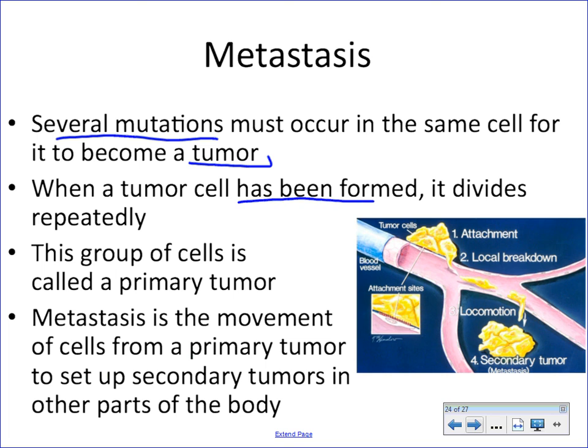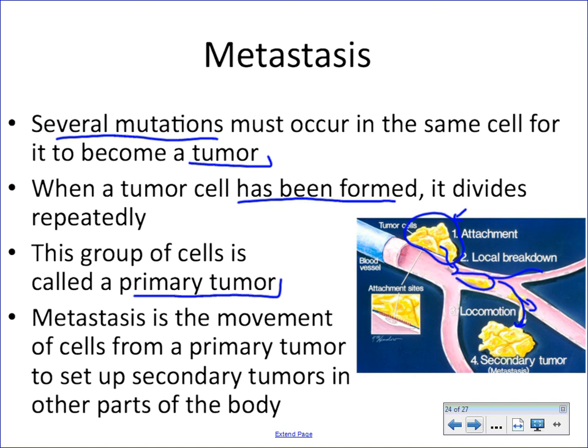When a tumor cell has been formed, it will divide repeatedly and uncontrollably. This group of cells is referred to as a primary tumor. So in the diagram, you have that primary tumor that's growing. It can invade those surrounding tissues and invade the bloodstream. And you can have cells that break away from that primary tumor, travel through the bloodstream, and end up in a different site.